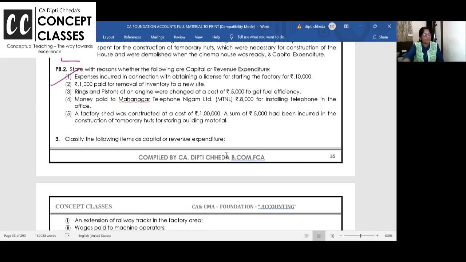Okay. Chalo, we will discuss it. Expenses incurred in connection with obtaining. Yeah, keep sending the answers. Good, good. Just keep sending the answers.